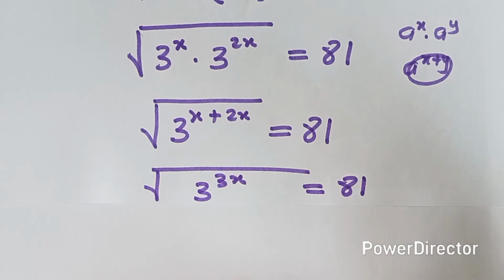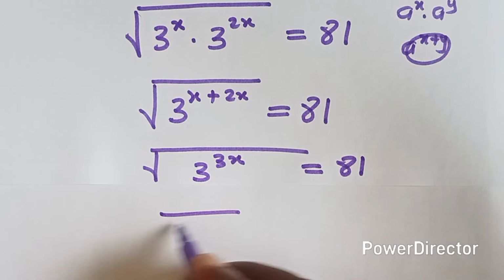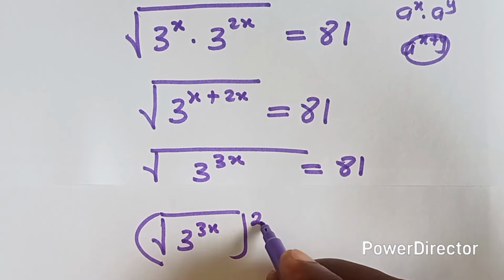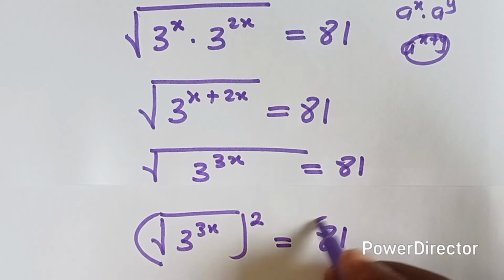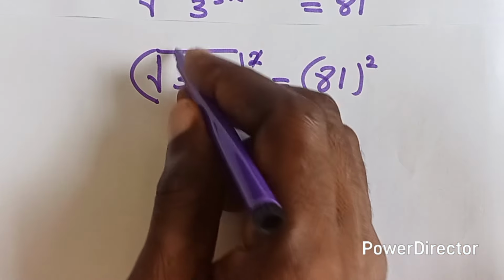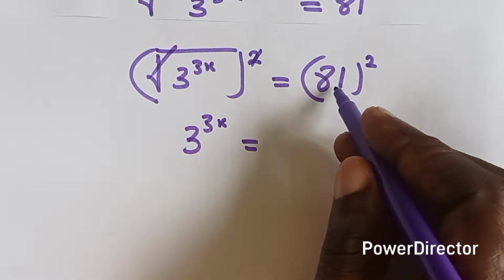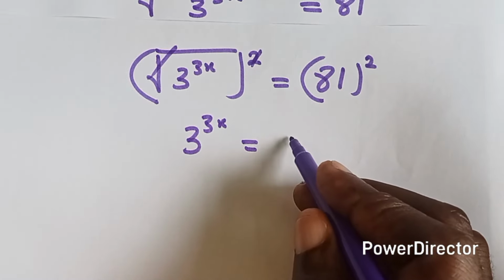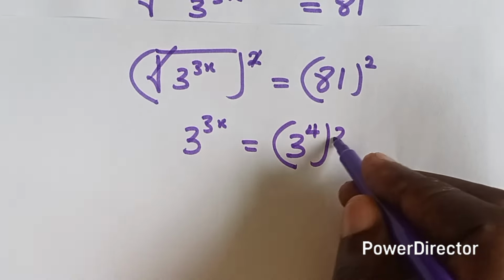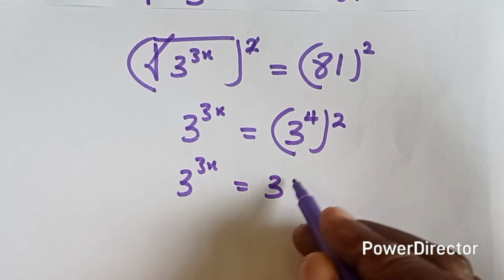Everything equals 81. Now let's take the square of both sides. So if you take the square of both sides, we have this raised to 2, and also we have 81 raised to 2. So the square cancels the square roots. So we have 3 raised to 3x equals, now if you want to write 81, it's a multiple of 3, we can write it as 3 raised to 4. Then we have this power 2, and that becomes 3 raised to 8.